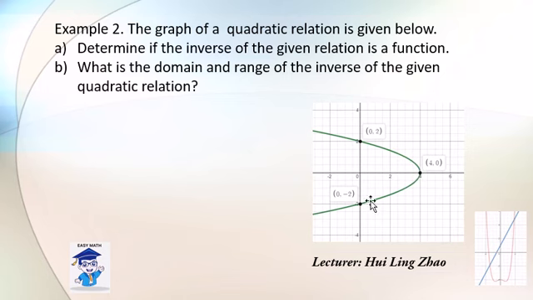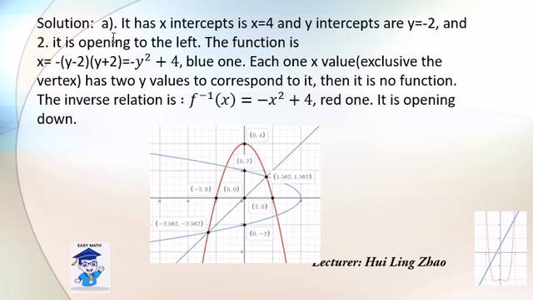And the y-intercept, there are 2 points. One is (0, negative 2) and another one is (0, positive 2). So the axis of symmetry is... the parabola is opening to the left. And solution A. It has the x-intercept x equal 4, and the y-intercepts negative 2 and positive 2.